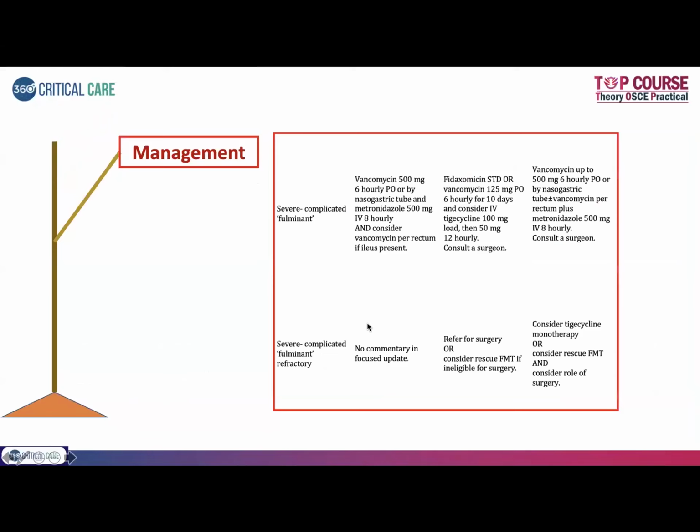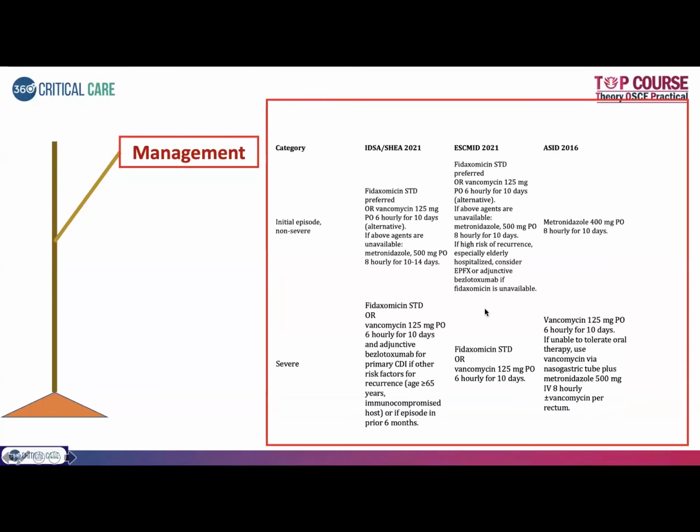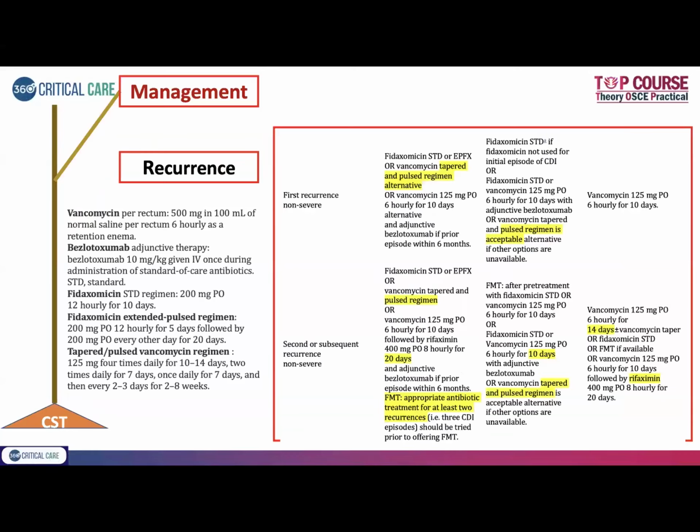The other guidelines recommend various other strategies. So we'll just follow the IDSA.